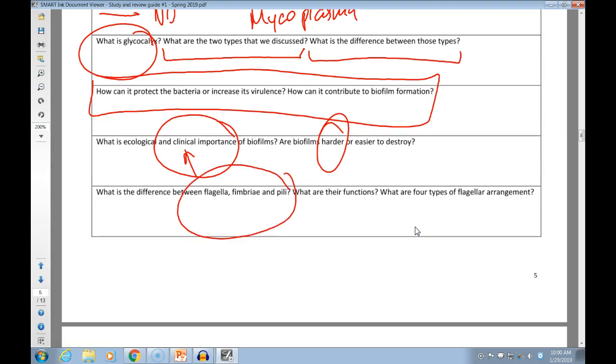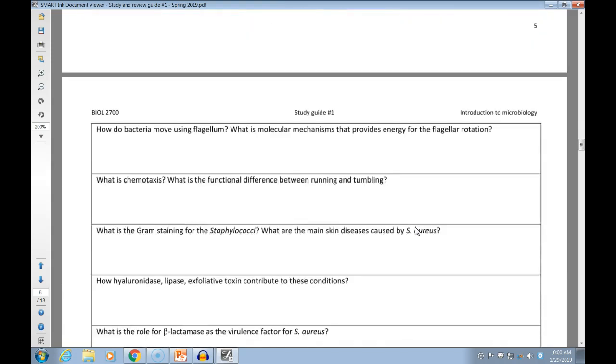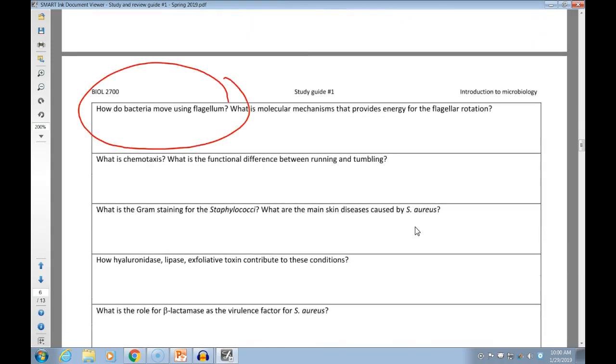Functional difference. 4 types of flagellar arrangement. Peritrichous, lophotrichous. Now, moving using flagellum. Know about run and tumble. And energy, diffusion of hydrogen ions through a special channel. So far, we're clear. Chemotaxis, movement, positive chemotaxis, movement towards the increasing concentration of chemoattractant. Negative is moving away.